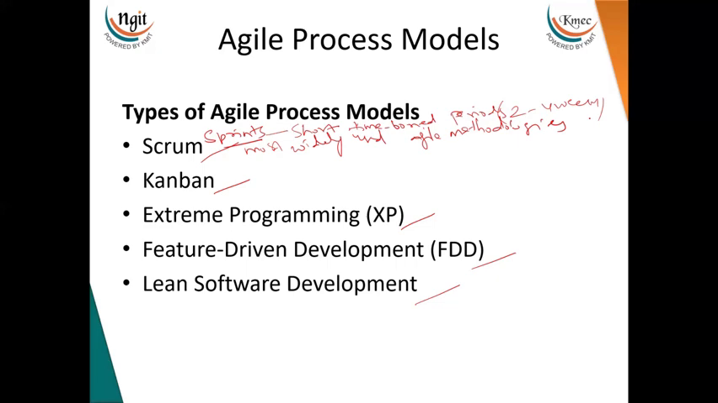And next is Kanban. Kanban is a visual management method for software development, which focuses on continuous delivery and process improvement. Whereas Kanban doesn't support sprints, unlike Scrum, it tries to visualize the workflow using this particular dashboard. Next is extreme programming, which is also an agile methodology which emphasizes technical excellence and continuous feedback. Then we have feature driven development, FDD, which is more focused on delivering the software features in a systematic, structured manner. Then we have lean software development.